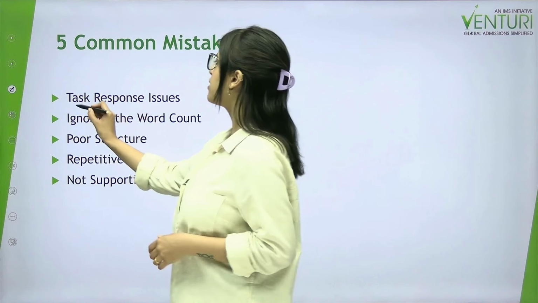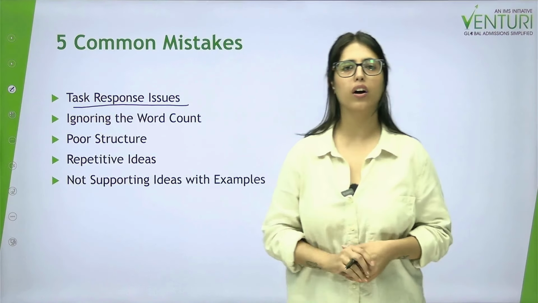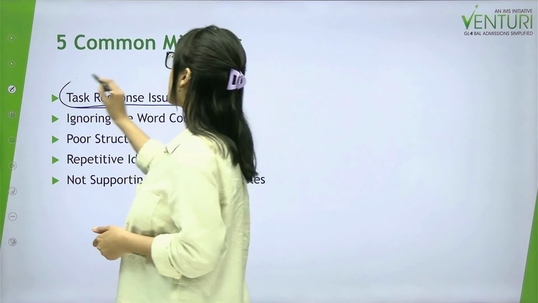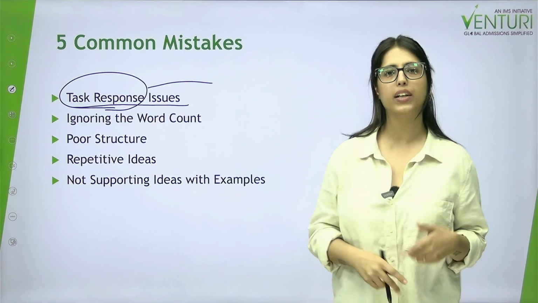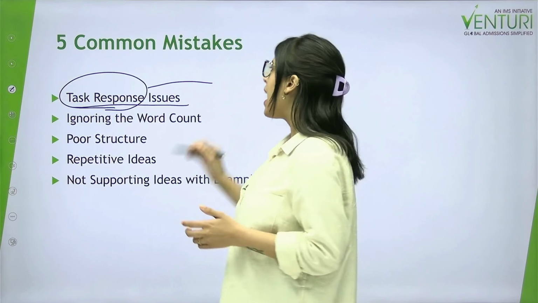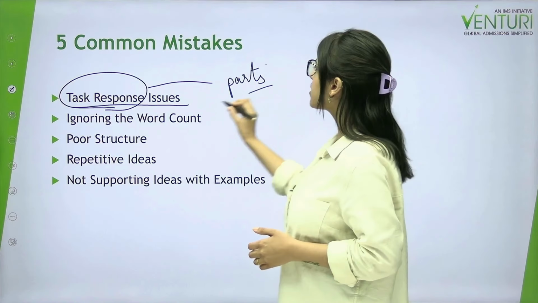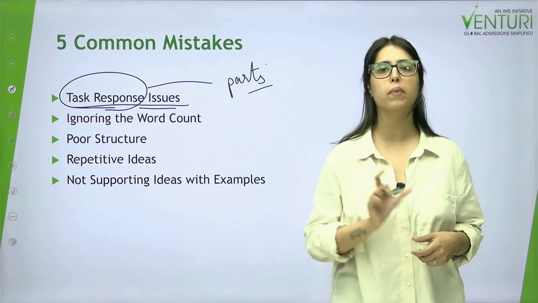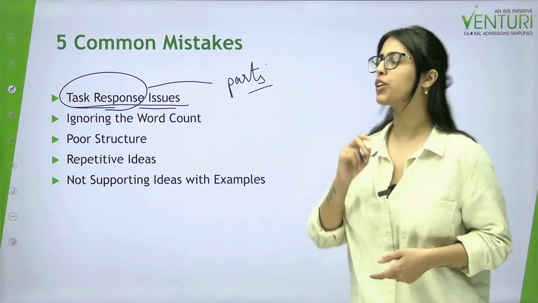So the first one is task response issue. So if you have watched my video on IELTS assessment criteria, you would know what task response is all about. Task response is about understanding the question properly that you have been assigned in the question paper and addressing all the parts of it, okay? So to avoid this kind of issue, we need to see whether we are addressing all the parts of the question or not. If we are not doing that, then we need to do that, okay?